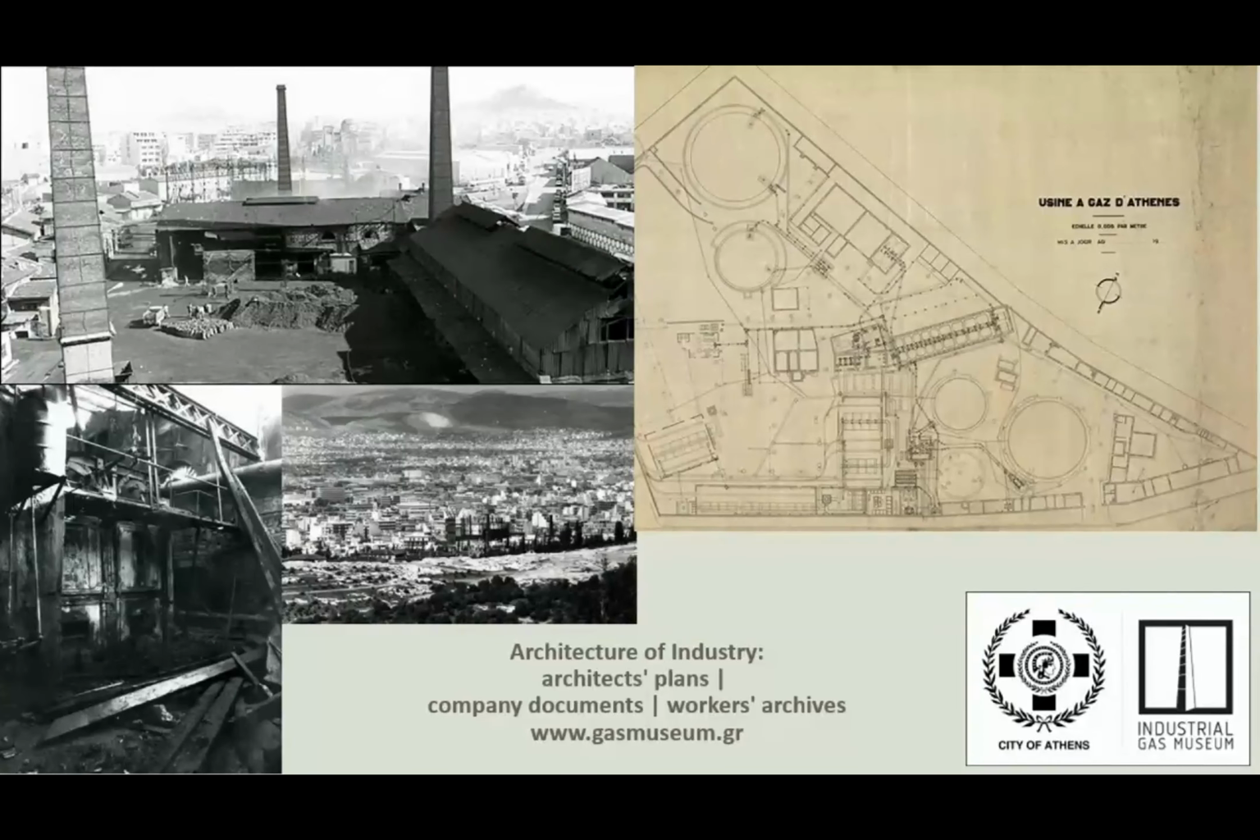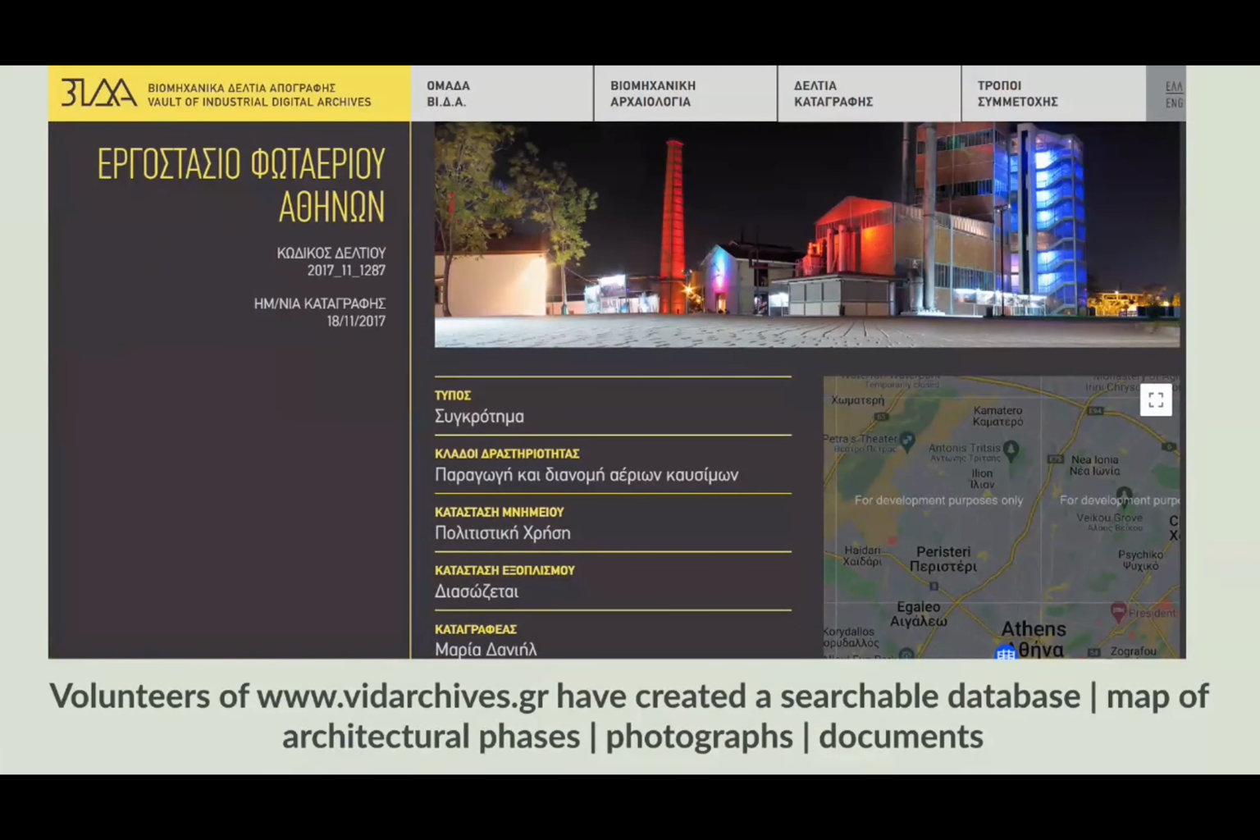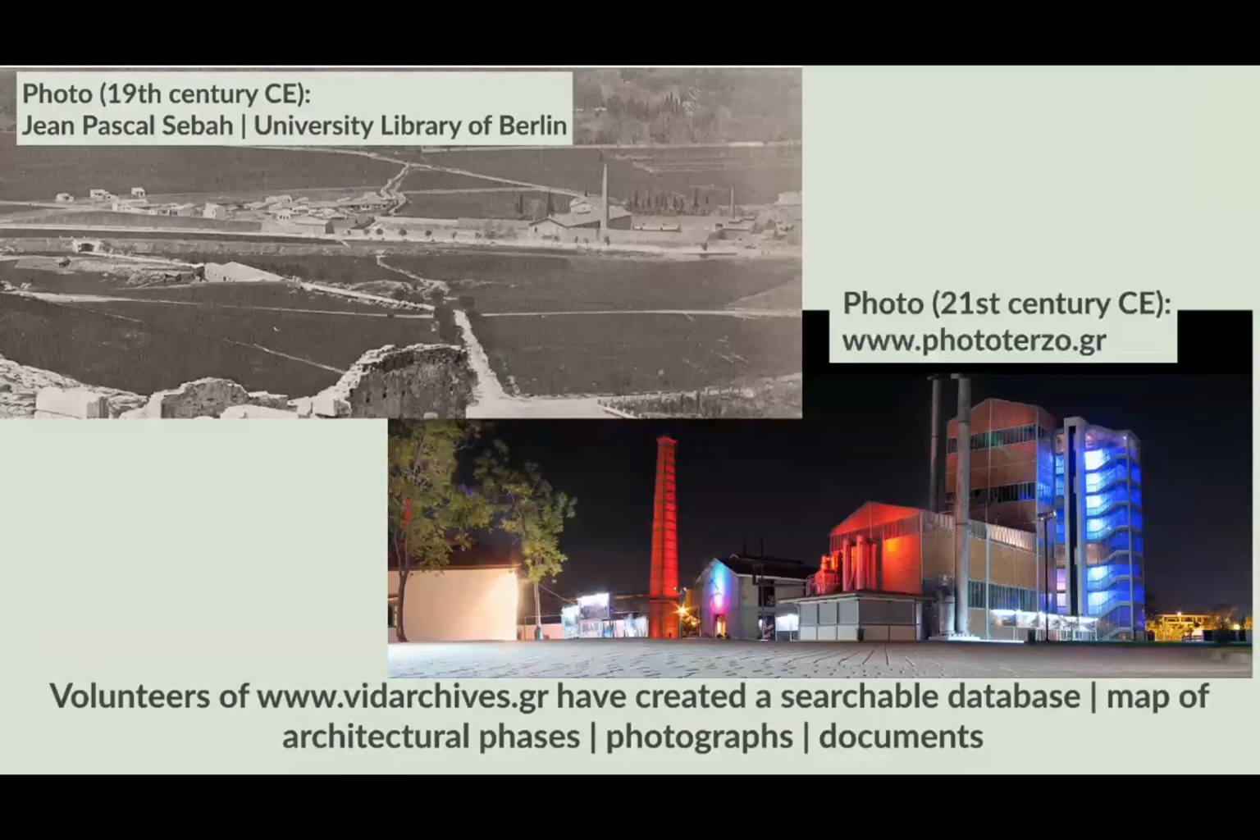In Hellas, museum staff have digitized and published architectural plans, site photographs, company records, workers' archives. Volunteers of the Hellenic Vault of Industrial Digital Archives have created a searchable database map containing architectural site plans, documents, and photographs about the Athens Gasworks before and after its transformation into Technopolis, City of Athens.